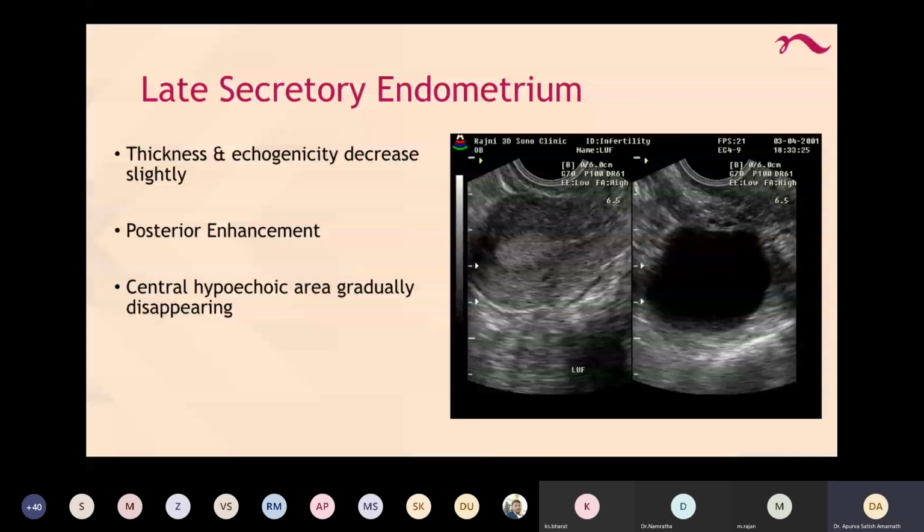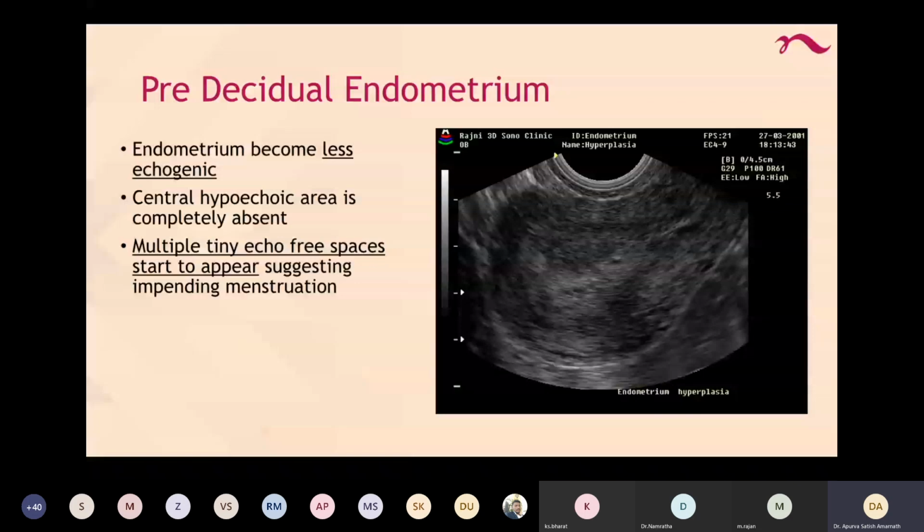So in the pre-decidual endometrium, the changes of the late secretory phase are enhanced. So it becomes less and less echogenic. The central hypoechoic area is absent, and multiple tiny echo-free spaces start to appear, suggesting impending menstruation.